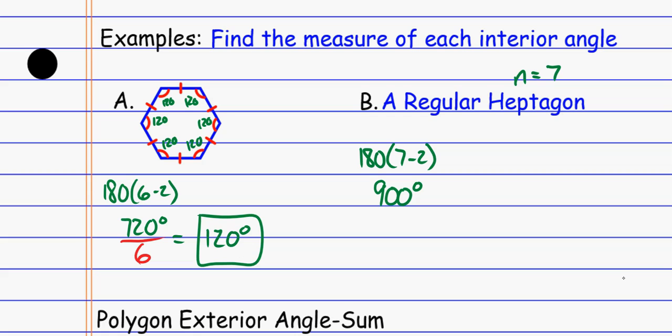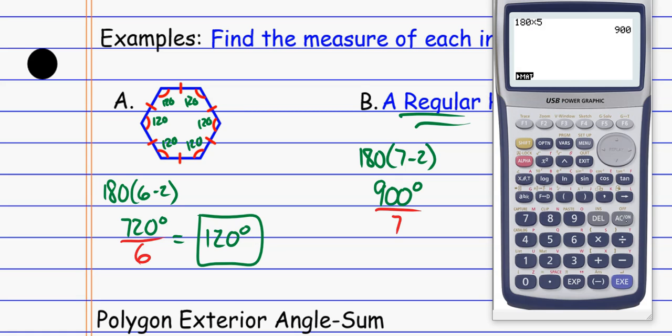Now, because it's a regular heptagon, all 7 angles will be the same. So if I have 7 angles that are all the same and they give me 900, if I want each angle, I just divide that by 7. Once again, that's a job for my calculator, and it gives me 128.5714. So it didn't divide evenly, but let's just round it off. I'll say 128.57.